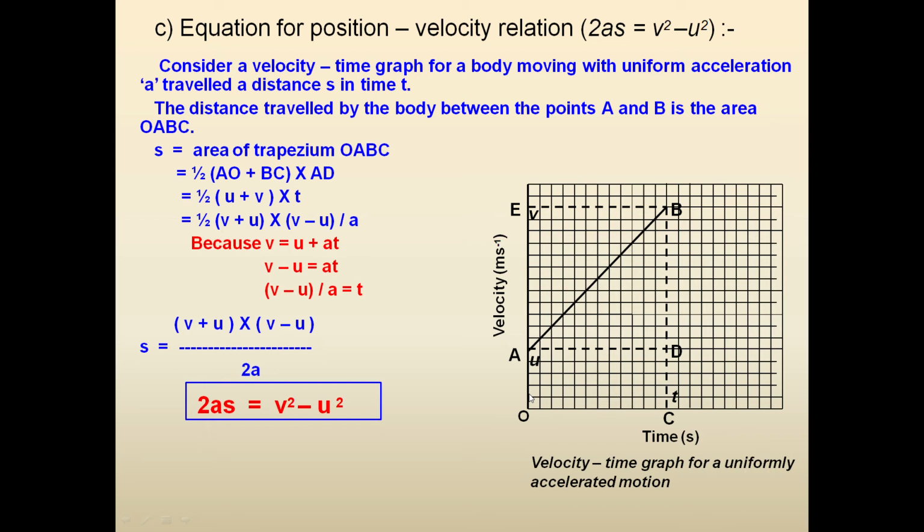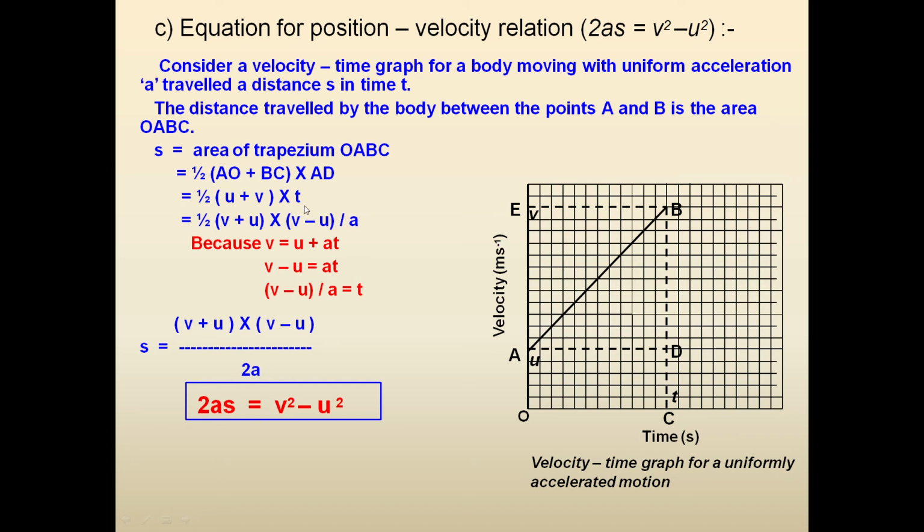So area of trapezium is given by the formula half into sum of parallel sides into the perpendicular distance between the parallel sides. So it is half into AO plus BC. AO and BC, these are the parallel sides, multiplied with the distance between the parallel sides. So that distance is AD here. Now let us put all the values. So what do we get? Half into U plus V into AD, which is equal to T here. So half into U plus V into T.